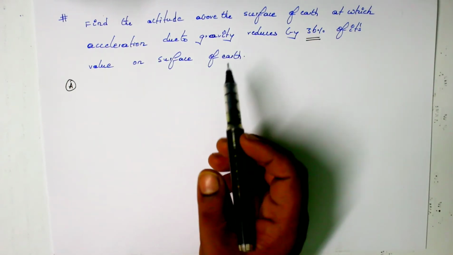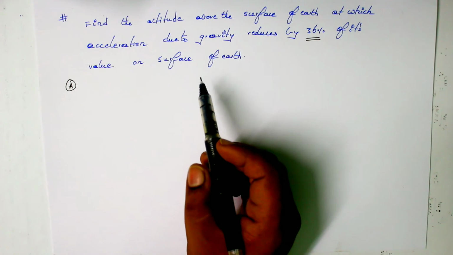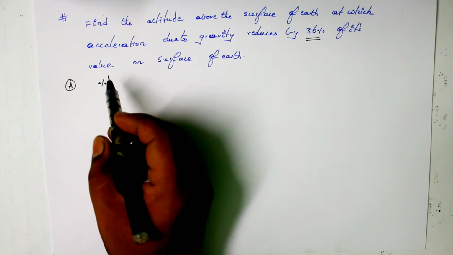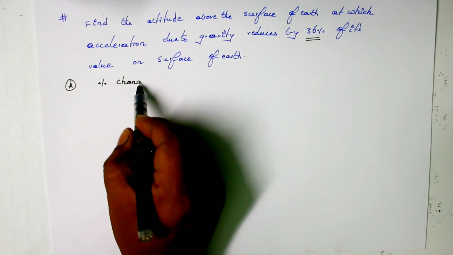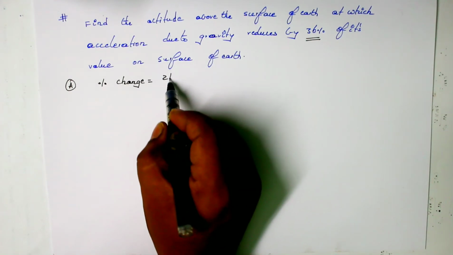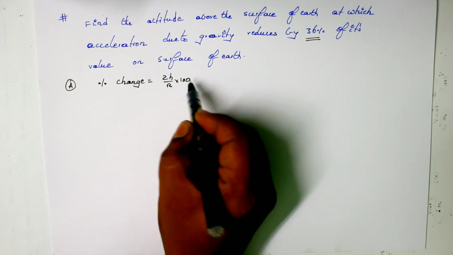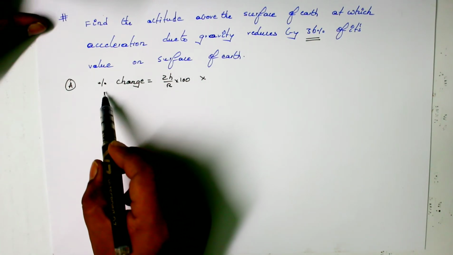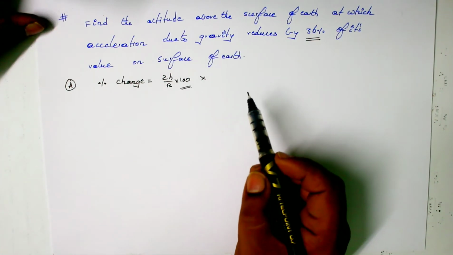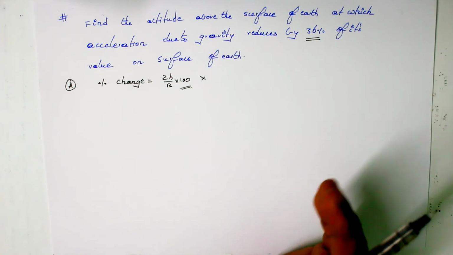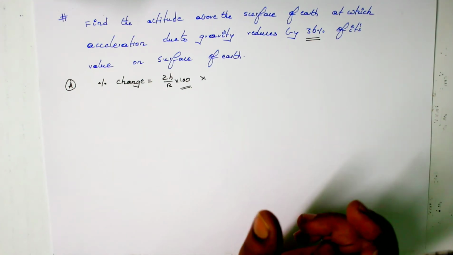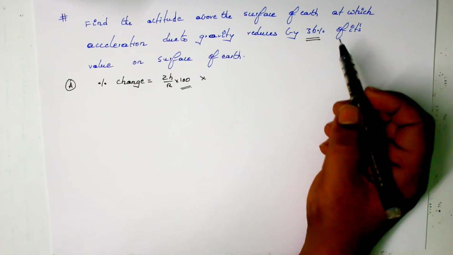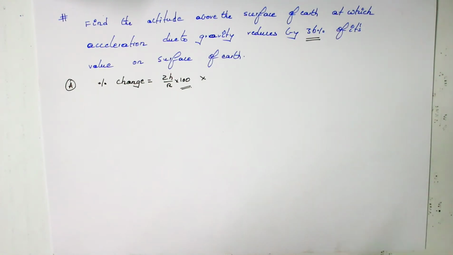Already in our theory part we have discussed the equation for percentage reduction in acceleration due to gravity. So percentage change is equal to 2h divided by r into 100. But I cannot use this equation in this condition, because this is the percentage change only when the height from the surface of Earth is very small, or the change in g value is very, very small. But here this is a considerable change in g value, so definitely I have to go for the general equation.